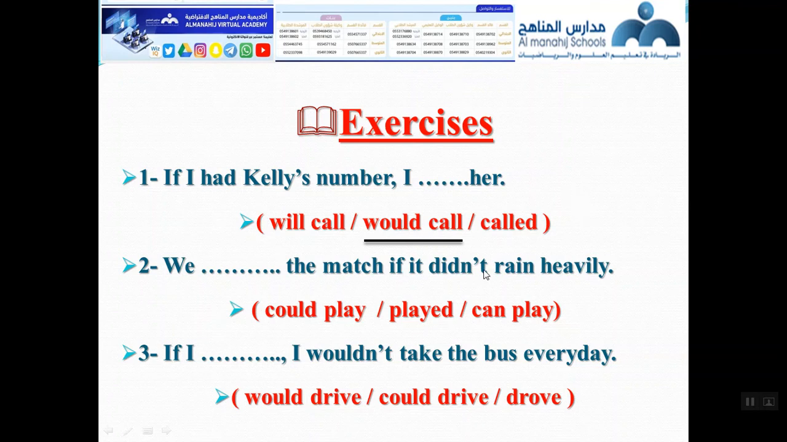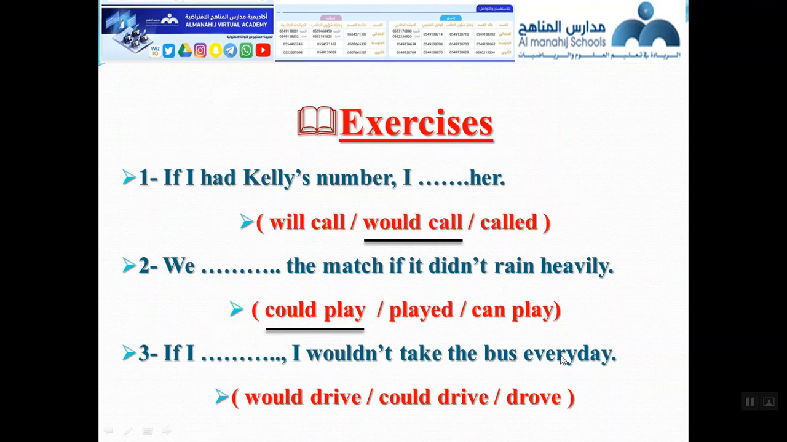Number two, we could play the match if it didn't rain heavily. Here we started with the main clause, not the if clause. The if clause is in the second part of the sentence. If it didn't, past simple, so I use could or would. The right answer is we could play.